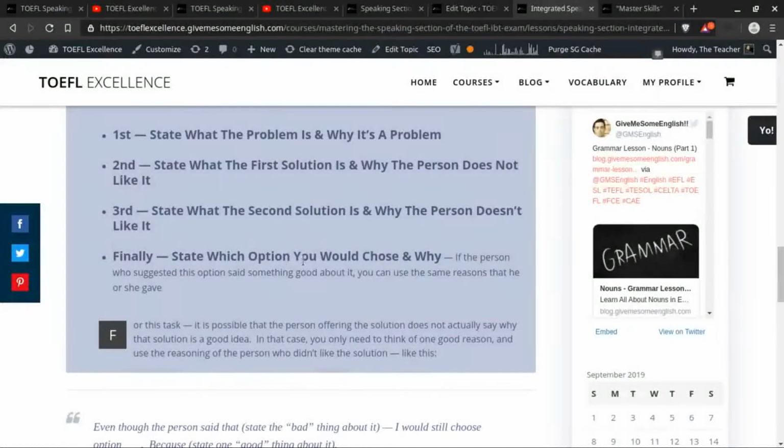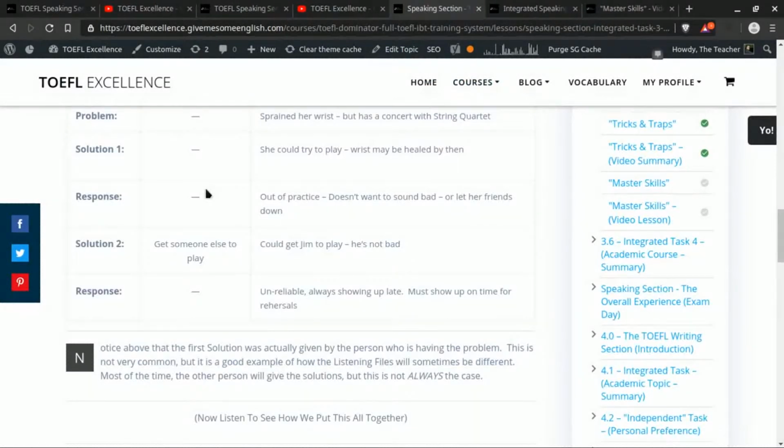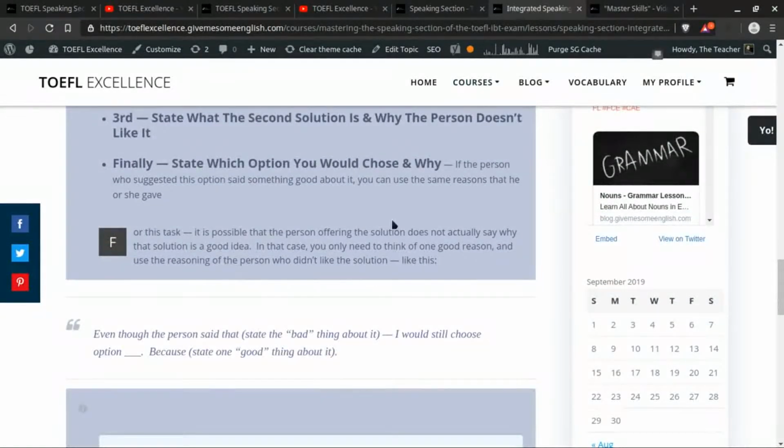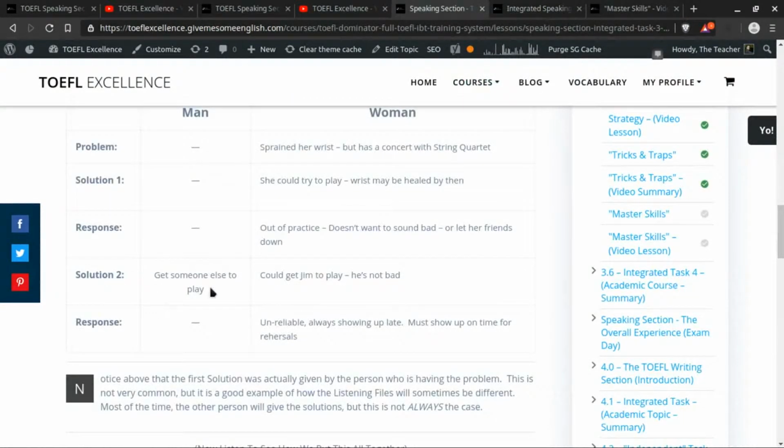Finally, you have to state which option you would choose and why. And as I noted here, if the person who suggested the option said something good about it, you can use the same reasons that that person gave in giving your response. Now, that doesn't happen very often. Usually they just offer some suggestion, but they don't really say why it's good. So you probably have to come up with at least one good thing about whichever option that you choose. But if they do say something good about it, you can use the same reasons that they said. However, they probably won't say something good about it. So all you have to do is think of one good thing about the option that you choose.